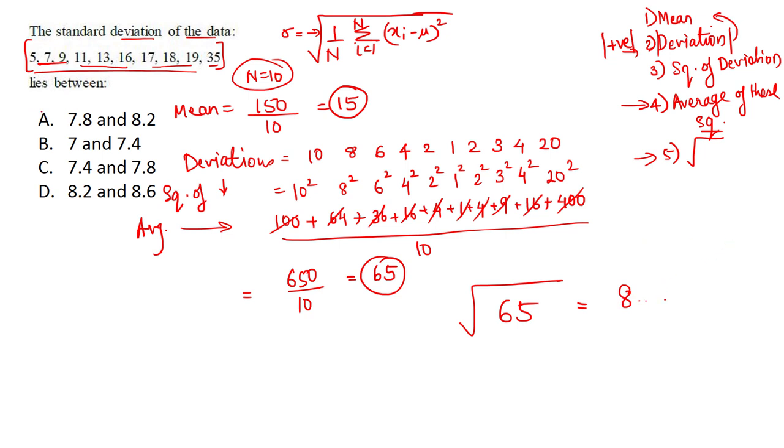So now the answer can be this or this. But if you observe 65, 8 square is 64, and 65 is immediately the next number, so there is a chance that 8.1 square comes out to be 65, or 8.0 something. So the answer is option A. The standard deviation lies between 7.8 and 8.2.